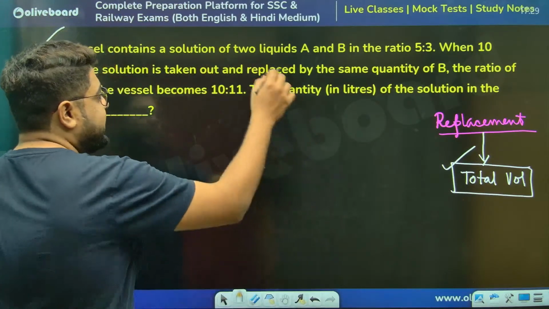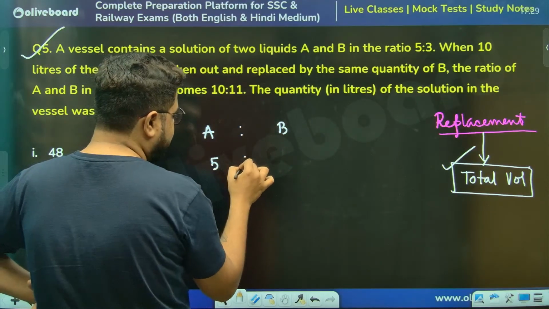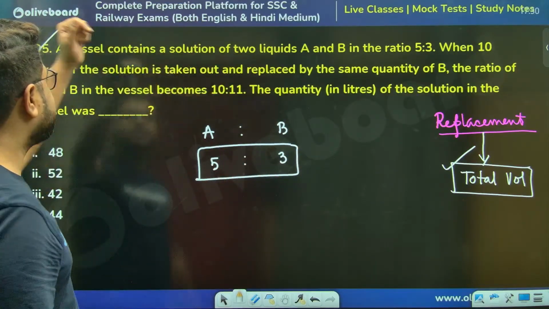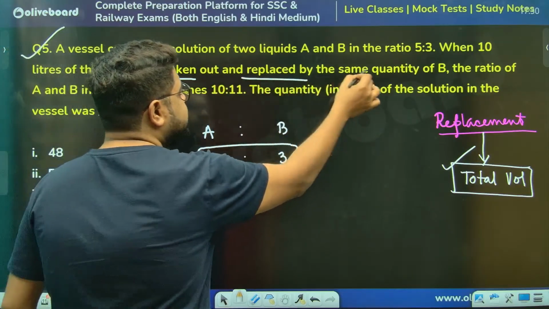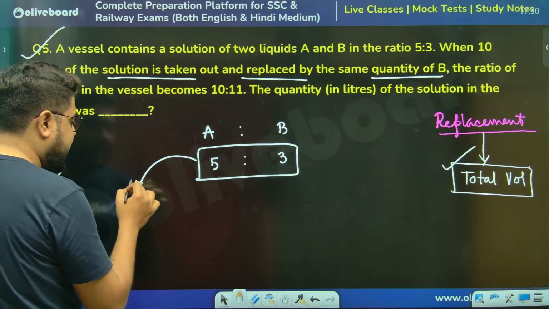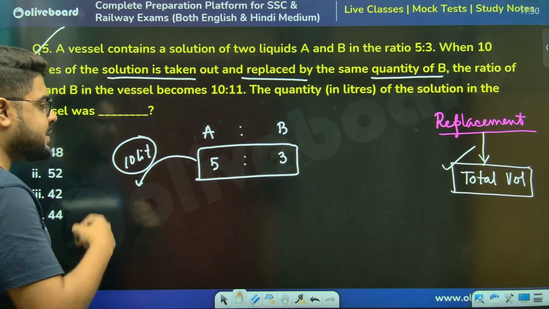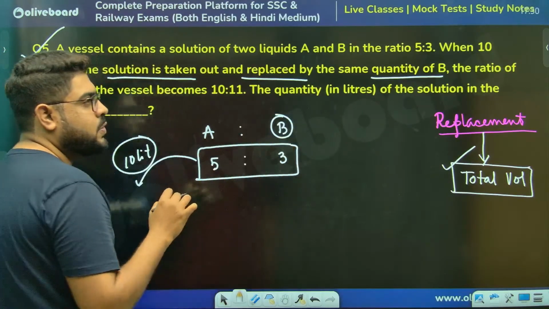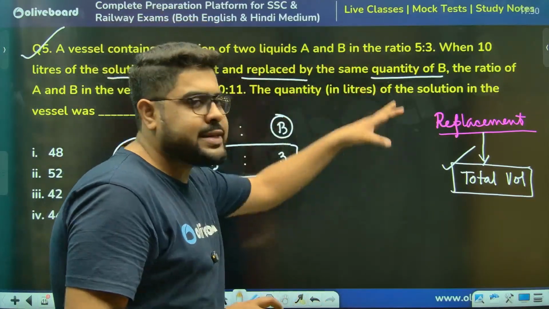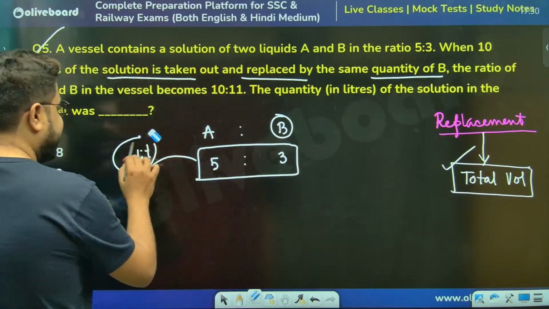Now, there is a vessel having liquids A and B in the ratio 5:3. When 10 liters of the solution is taken out and replaced by the same quantity of B, what happened? I have taken out 10 liters of the solution and replaced it with 10 liters of B. Whenever you see such a case, do not touch what you are replacing it with. Just calculate A.